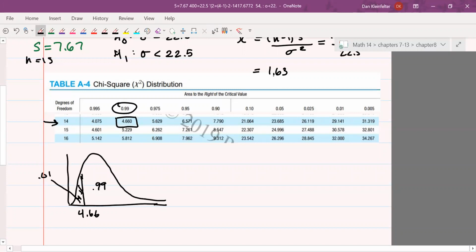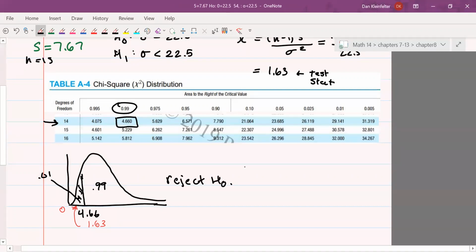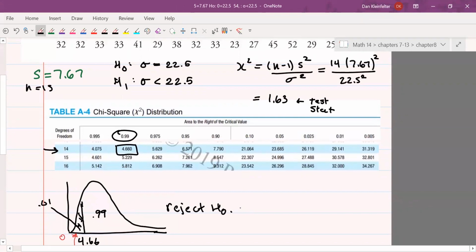And our test statistic was 1.63. And that is in our rejection region, right? Remember that the left end is at 0 here. So it's going to be inside the interval 0 to 4.66. So based on that, we can reject the null hypothesis. Okay. And so there's evidence to support the claim.